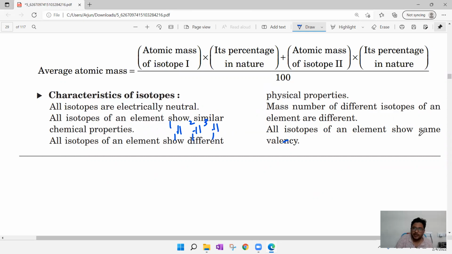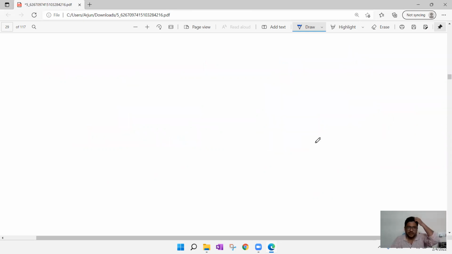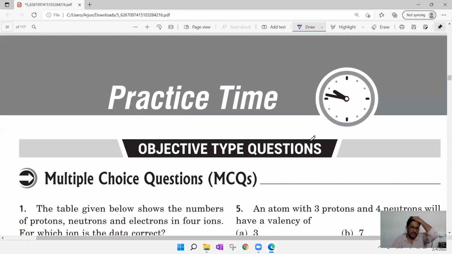All isotopes of an element show the same valency. Why? Because atomic numbers are the same, so the same valency it will show. That is about isotopes. And there are uses of isotopes in your textbook.